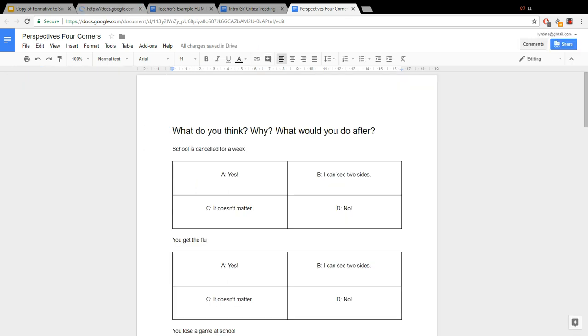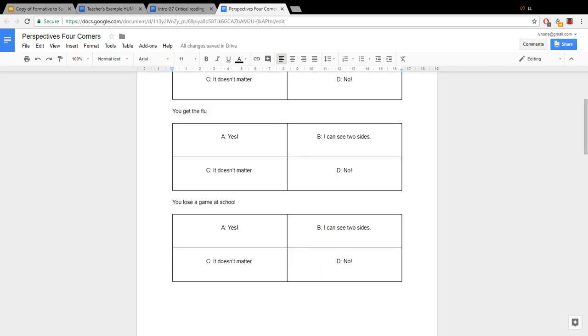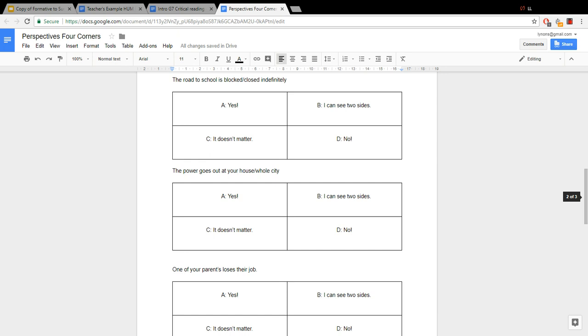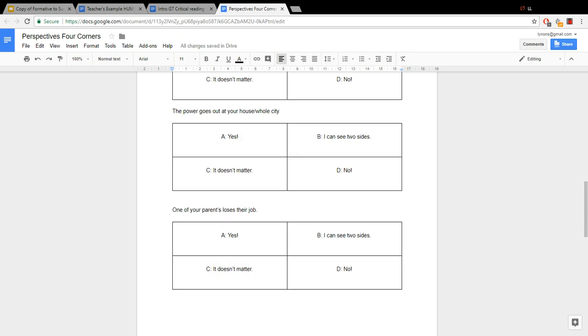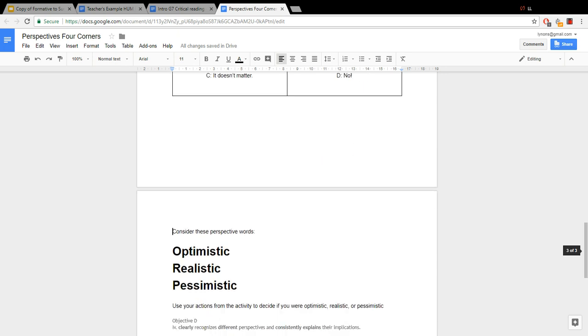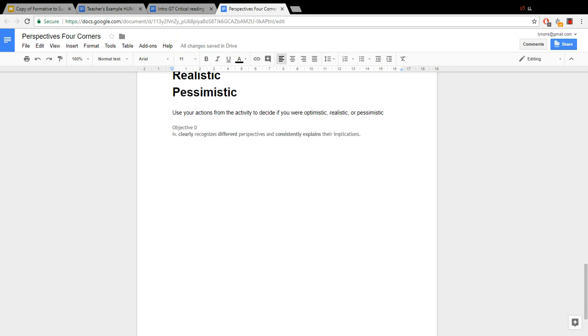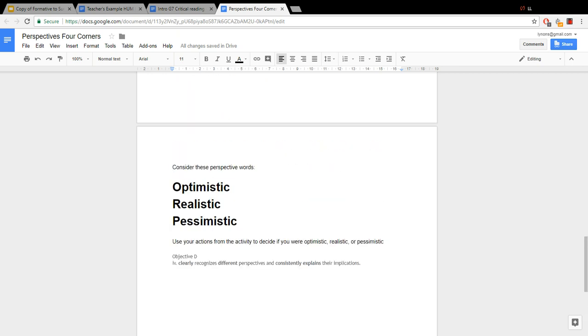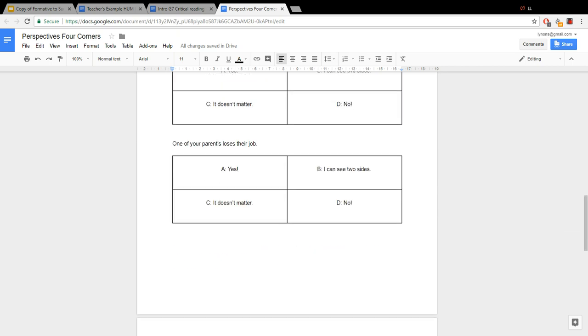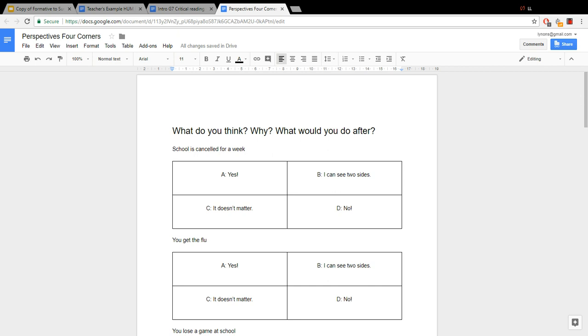where students can choose the corner they would go in based on these types of questions. If school is canceled, if you get the flu, if you lose a game, maybe if your power goes out at your house, if your parent loses their job, and then to consider perspectives that could be optimistic, realistic, or pessimistic, and then think about what the implications for those perspectives would be. So if you chose yes, what would you do after that? School is canceled for a week.